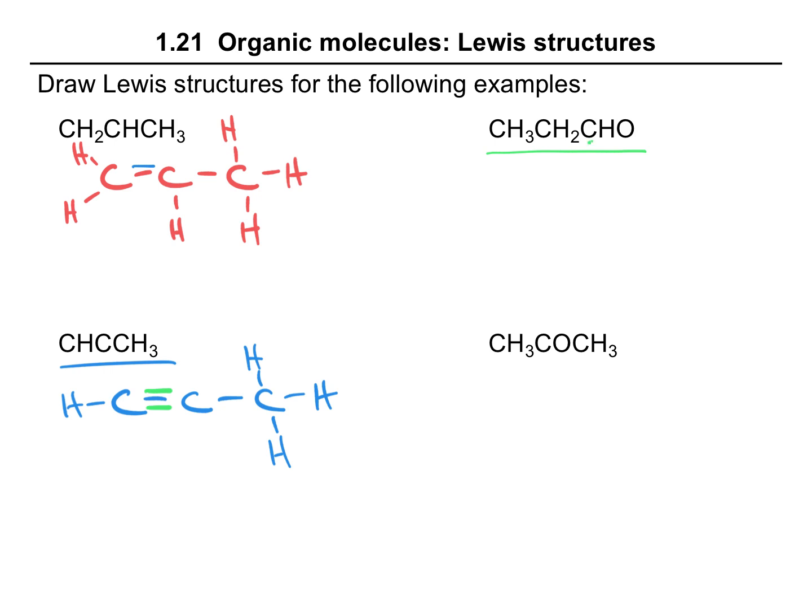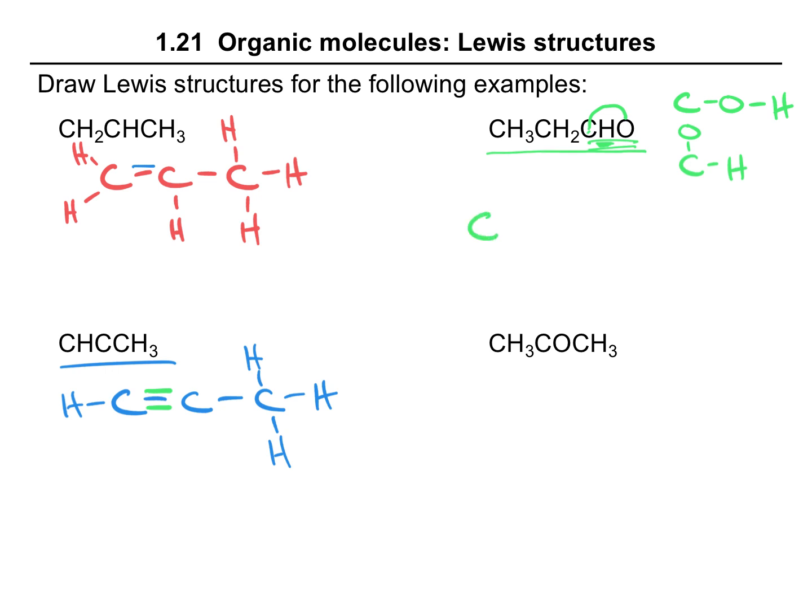Now notice the CHO. This tells us that this carbon is connected to this hydrogen, and this carbon is also connected to this oxygen. Right? It doesn't mean COH, but instead it is CH and O.